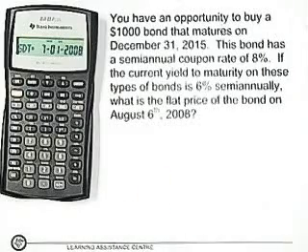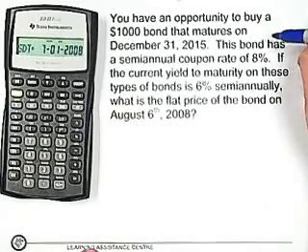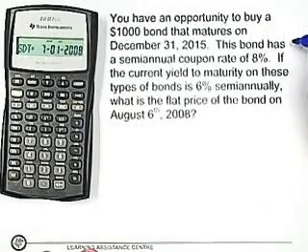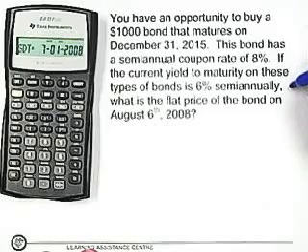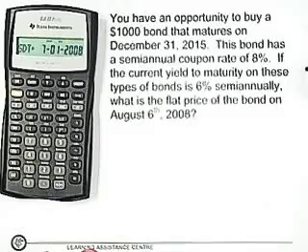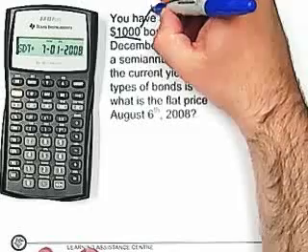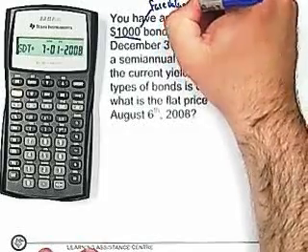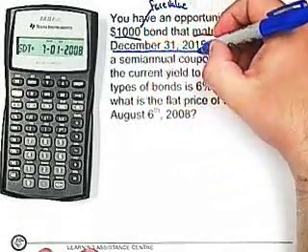All right, let's try this question one more time. So this time you have an opportunity to buy a $1,000 bond that matures on December 31st of 2015. This bond has a semi-annual coupon rate of 8%. If the current yield to maturity on these types of bonds is 6% semi-annually, what is the flat price of the bond on August 6, 2008? So we have the opportunity to buy a $1,000 bond. This is our face value. And then it tells us that the bond matures on December 31st of 2015.